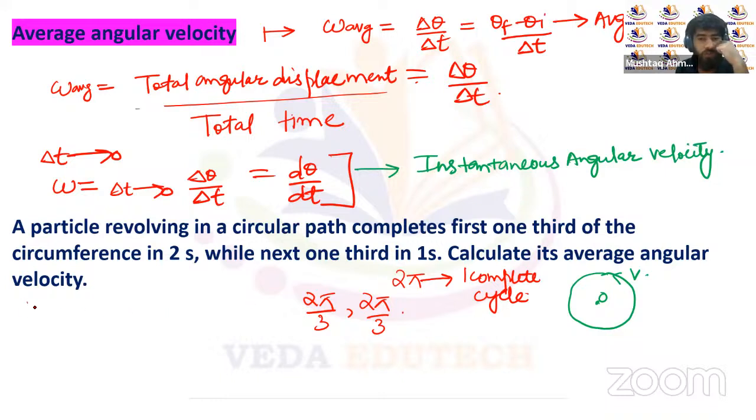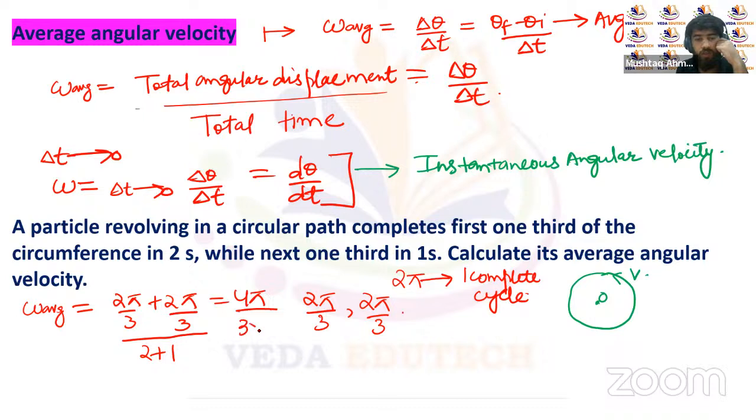The angular velocity here is the average angular velocity, that's the total angle traveled upon the total time. So the total angle traveled will be 2 pi upon 3 plus 2 pi upon 3, upon the total time. The total time here is 2 plus 1, that will be 3. So it will be 4 pi upon 3 into 3. So the average angular velocity, omega average, will be equal to 4 pi upon 9. This will be the average angular velocity.